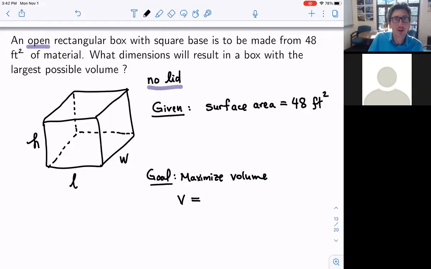So we have an open rectangular box with a square base, and we've got 48 square feet of material, and the dimensions we're looking for are the ones that are going to make the largest possible volume. So I've already drawn the picture.